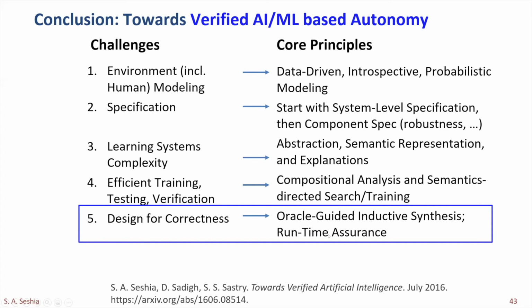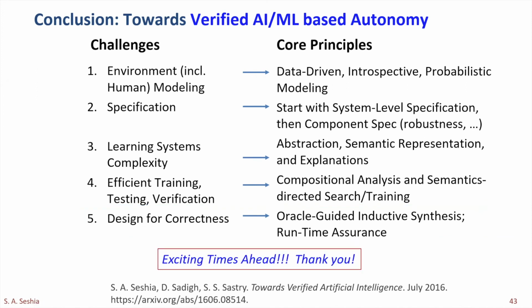And finally, runtime assurance is absolutely critical in these kinds of systems because you can't really model the environment with perfection a priori. And so you do need to be able to handle unexpected scenarios at runtime. Okay, with that, I'd like to conclude here. So thank you all for your attention. I think this remains a very exciting area. And now we would love to take your questions.